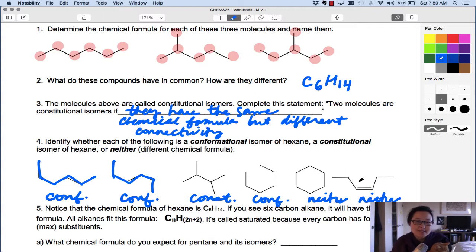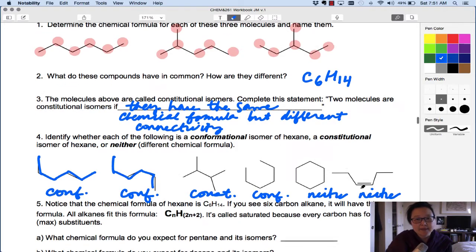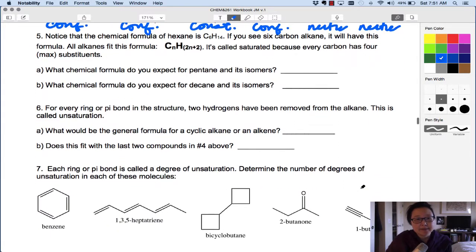These two here actually are different. They're not even C6H14, so these are not isomers of any of these. If you notice the ring, you'd have to take a chain of hexane and remove 2 hydrogens to hook them up. And if you tried to make a pi bond, you'd have to again remove 2 hydrogens to have space for a pi bond. So these are neither kind of isomer because they don't even have the same formula.